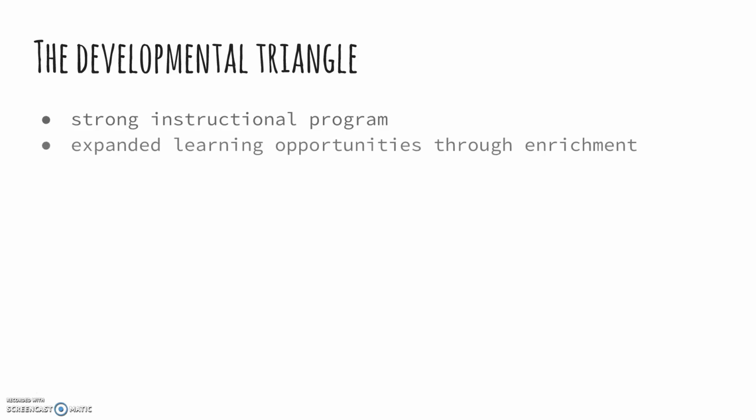Community schools are based on the developmental triangle, which would be a strong instructional program, so that's your curriculum and instruction, expanded learning opportunities through enrichment, so getting into your art and your sports camps, having before or after school tutoring, things during the summer, just opportunities for our kids to have some enrichment that maybe their middle class or upper class peers are already getting just in their everyday life in their families.